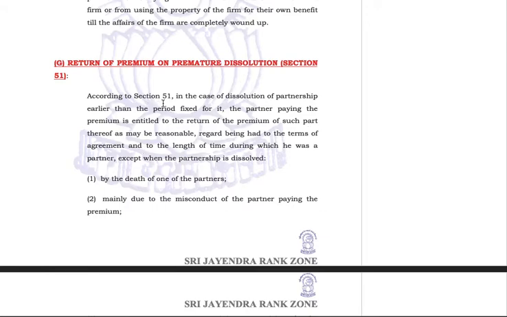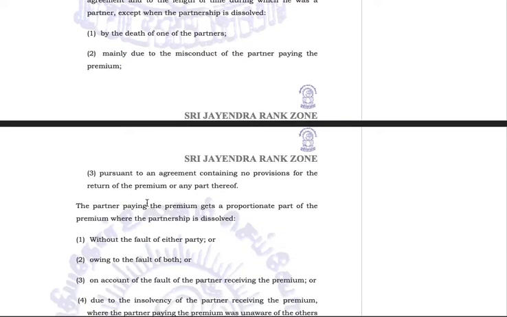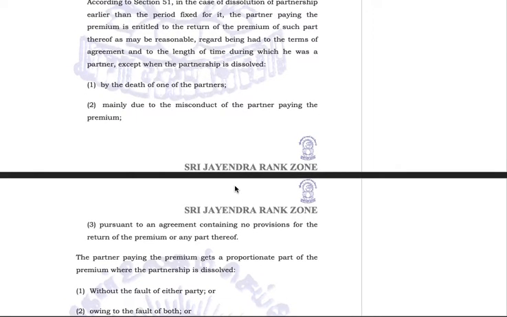According to Section 51, in case of dissolution of partnership earlier than the period fixed for it, the partner paying the premium is entitled to return of the premium or such part thereof as may be reasonable, regard being had to the terms of the agreement and to the length of time during which he was a partner, except when the partnership is dissolved by death of one of the partners, mainly due to the misconduct of the partner paying the premium, pursuant to an agreement containing no provision for the return of the premium or any part thereof.